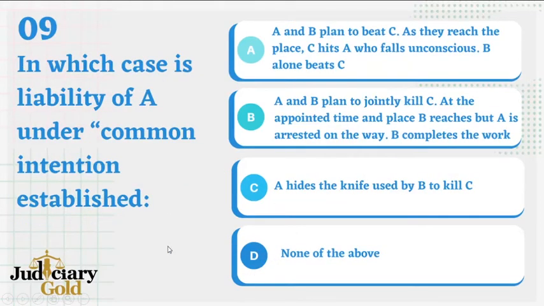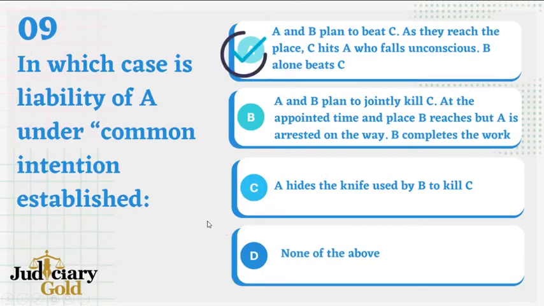Moving on, in which case is the liability of A under common intention established? We have some situations to look at. Option A's situation says A and B plan to beat C. As they reach the place, B hits A, who falls unconscious. B alone beats C. Option B, A and B plan to jointly kill C. At the appointment time and place, B reaches, but A is arrested on the way. B completes the work. Option C, A hides the knife used by B to kill C. Option D, none of the above.